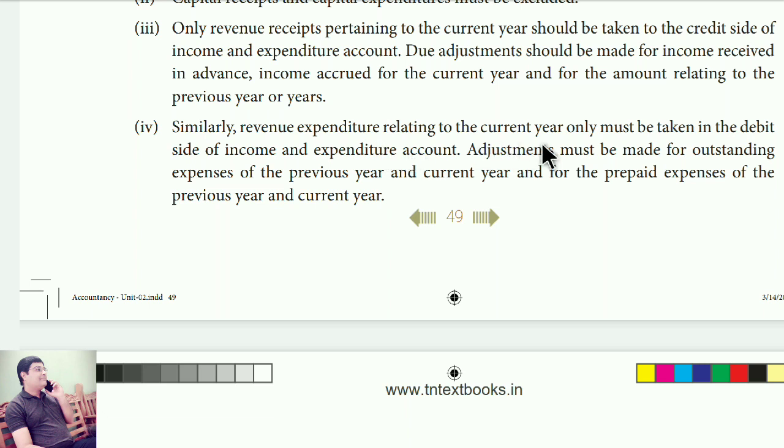Similarly, revenue expenditure relating to the current year only must be taken in the debit side of income and expenditure account. Adjustment must be made for outstanding expenses for the previous year and the current year, and for the prepaid expenses of the previous year and current year.